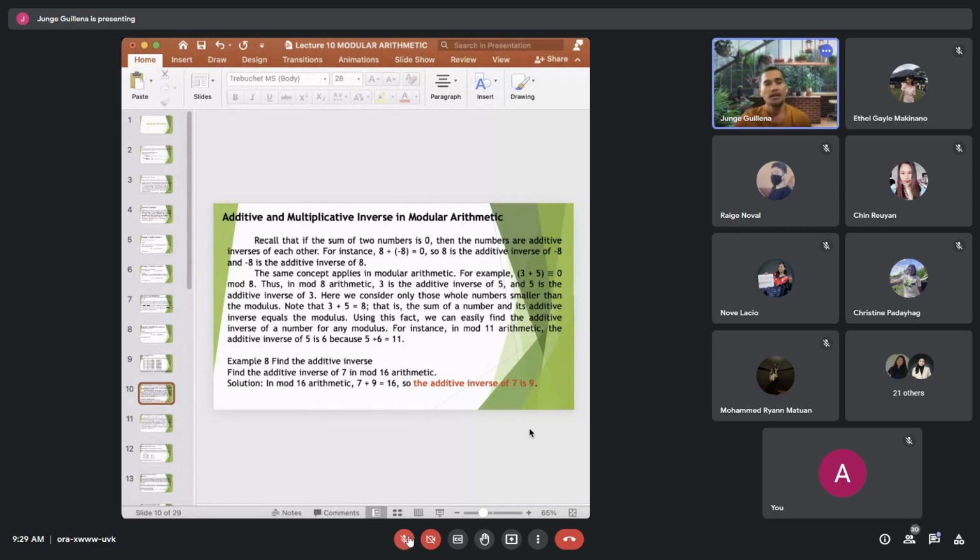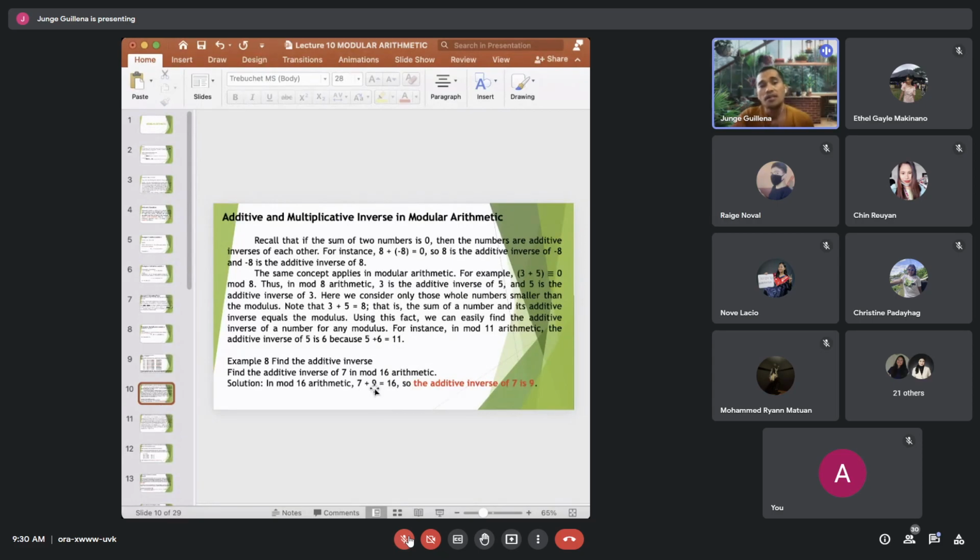Okay, for example, find the additive inverse of 7 in modulo 16 arithmetic. So obviously, what number do you need to add to 7 in order for you to get the sum of 16? Di ba? 9. Kaya 7 plus 9 is equal to 16. Di ba ang sum is equal to the modulus? So obviously, kung mag-divide ta ug number nga pareha ang dividend and the divisor, then the result is equal to 1, remainder 0. So in that case, the additive inverse of 7 is 9 in modulo 16 arithmetic.